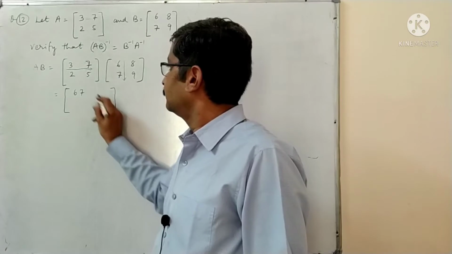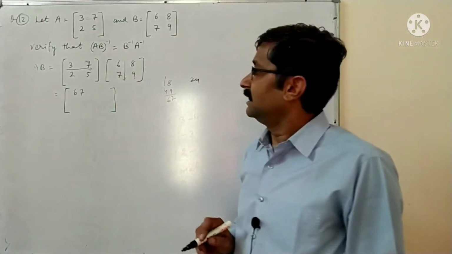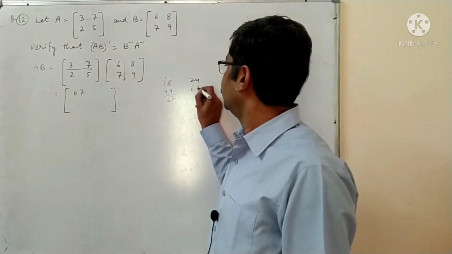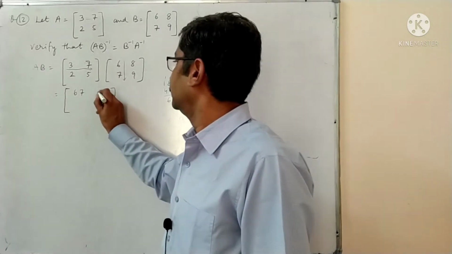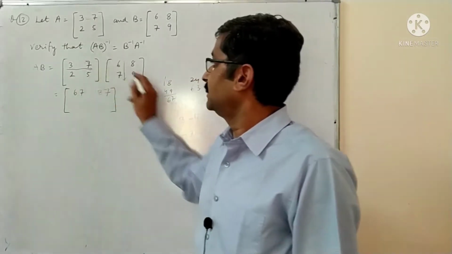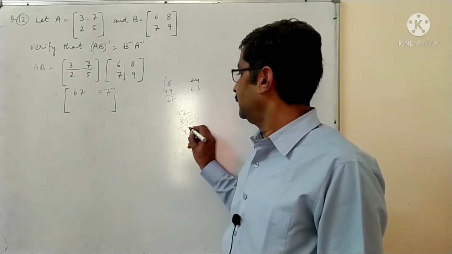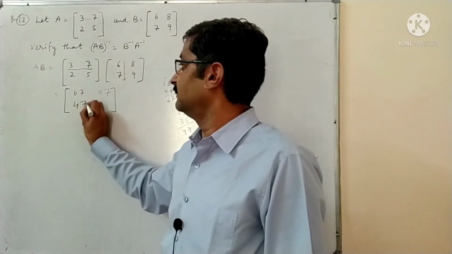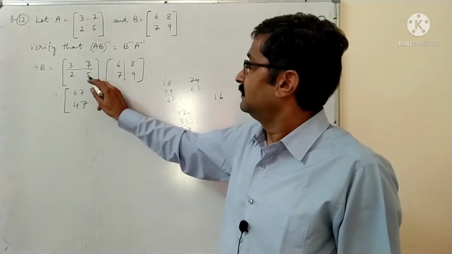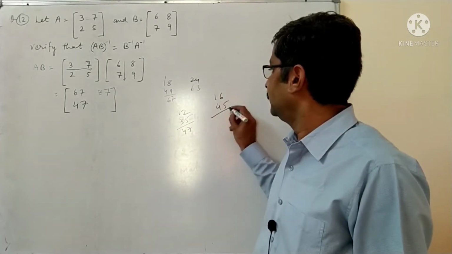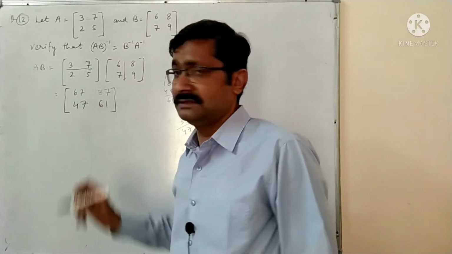Okay, and 3 into 8 is 24 and 7 into 9 is 63. These you add, you get 87. The next is 2 into 6 is 12 and 7 into 5 is 35. So you get 47 here. Okay, now 2 into 8 is 16 and 9 into 5 is 45, so you get 61 here. So these numbers we get here.